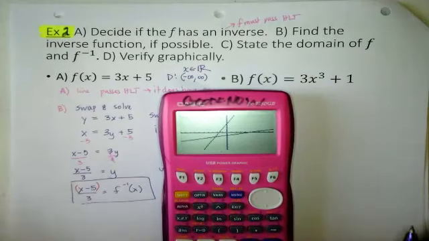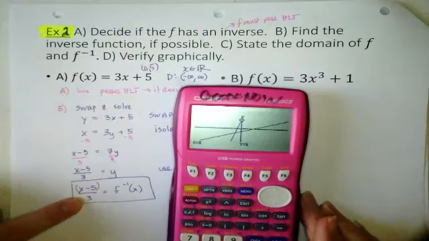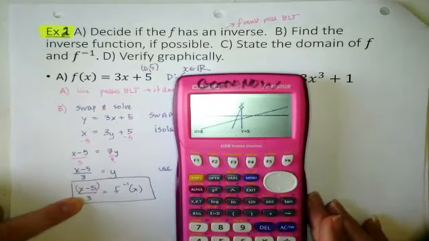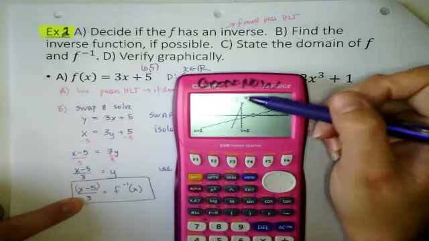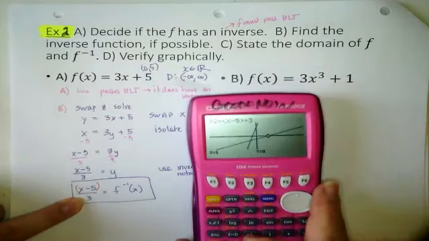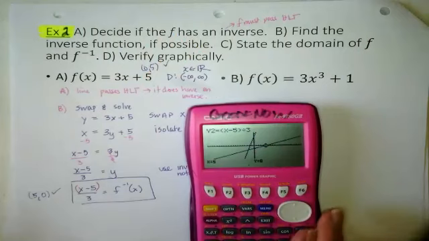We can check some points too. For instance, I could use trace, and I see the point 0, 5 on this graph. Well, what point should be on this graph? We should see the point 5, 0. So I'm going to type in 5 and switch to my second function. So my second function, 5, 0, is on the graph. That's a great little double check to see if you did it right. You should have swapped ordered pairs, which is kind of cool.